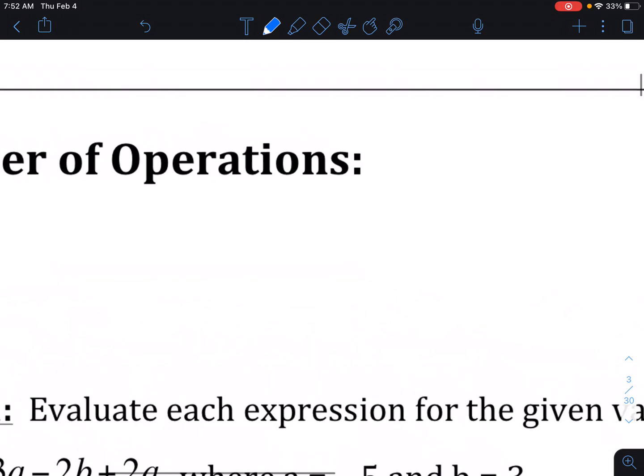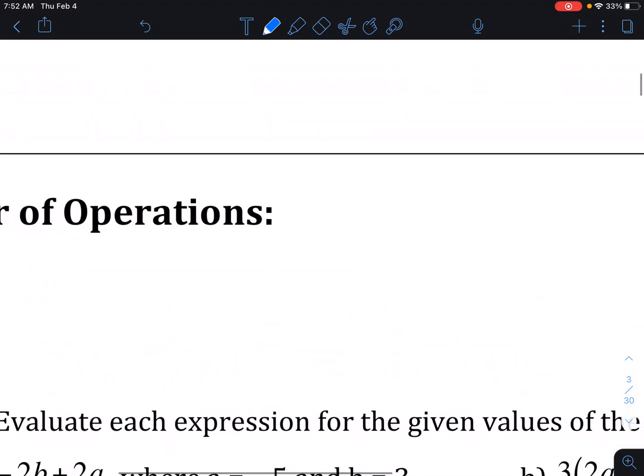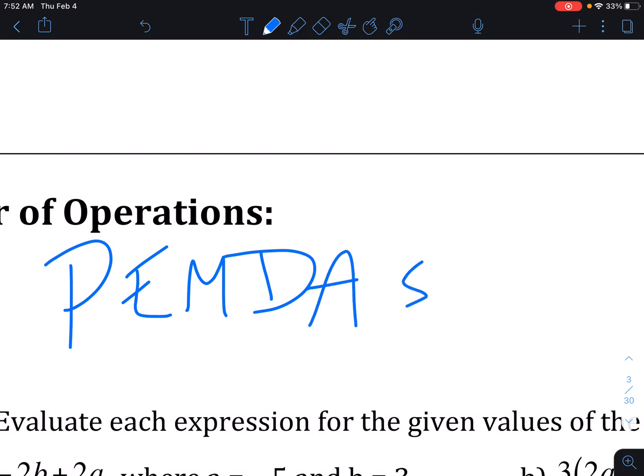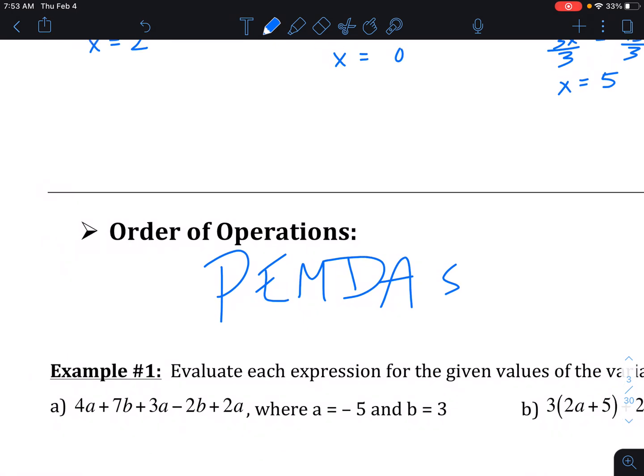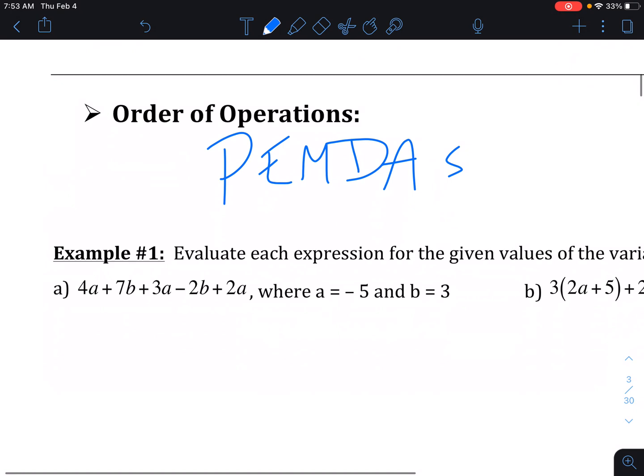Okay, order of operations, also known as PEMDAS. The P stands for, oh, let me back up here. What we're going to do next is go into a little part where we're not solving any equations, we're just evaluating expressions. So we're going to use the order of operations to simplify things down to one number.